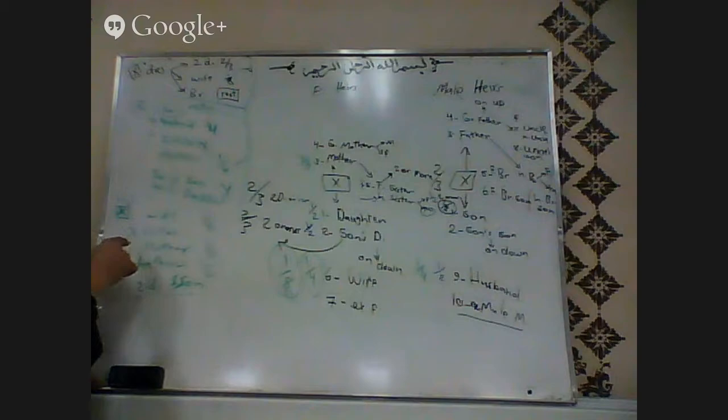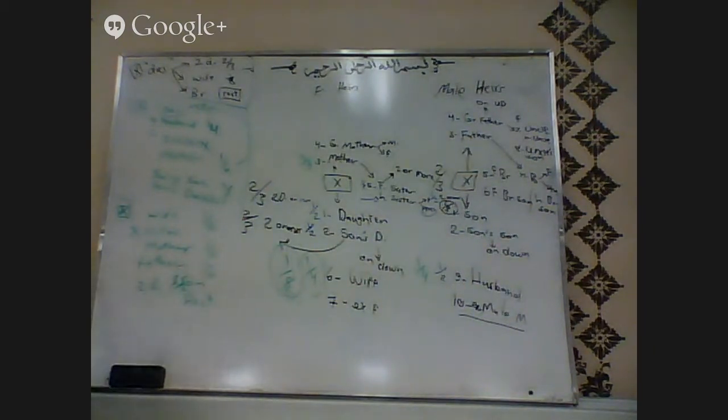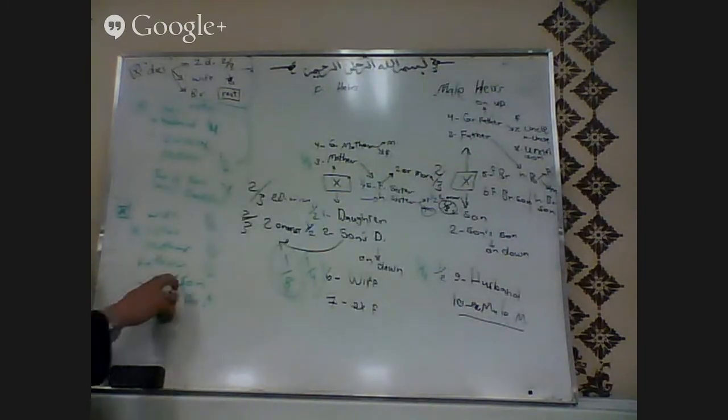Because of this, mainly the son, she will not take anything. The son and the daughter will take the rest, whatever is left, where the son will take double the share of one daughter. Will the daughters get two-thirds? No, they will not take two-thirds. They take two-thirds only if they are there and there is no son.